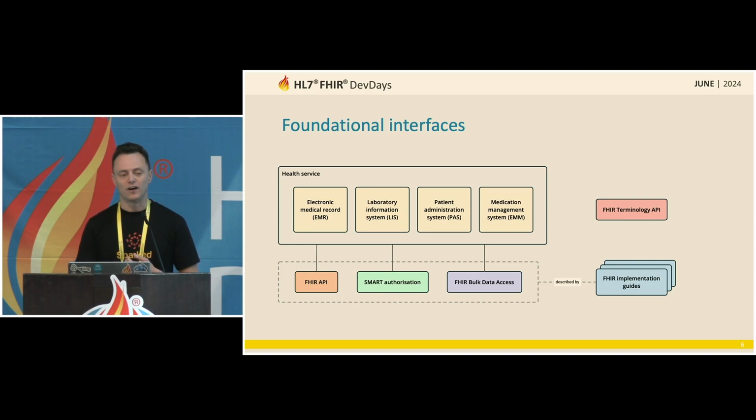Each use case will define a FHIR implementation guide. This is a set of expectations about the character of the data and how it can be accessed. This is the interface contract between the data platform and the applications and services that use it.